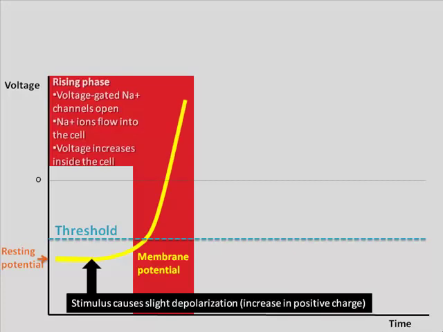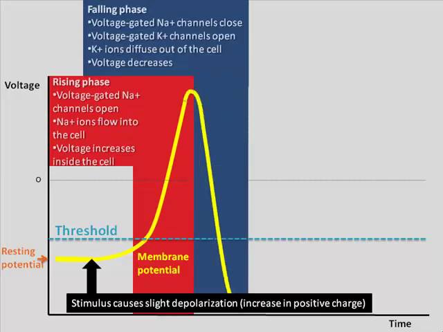In the rising phase of an action potential, voltage-gated sodium channels open, and sodium ions flow into the cell. This causes voltage to increase inside the cell. During the falling phase of the action potential, voltage-gated sodium channels close, and voltage-gated potassium channels open. The opening of the potassium channels causes potassium ions to diffuse out of the cell rapidly, causing a sharp decrease in voltage.